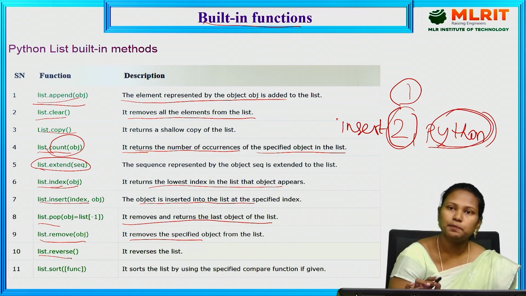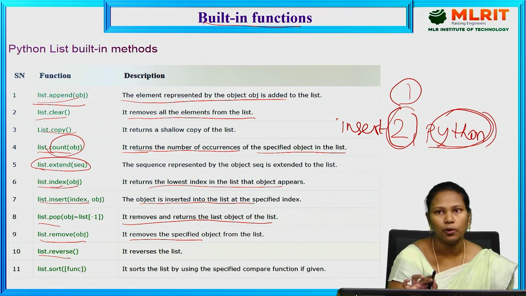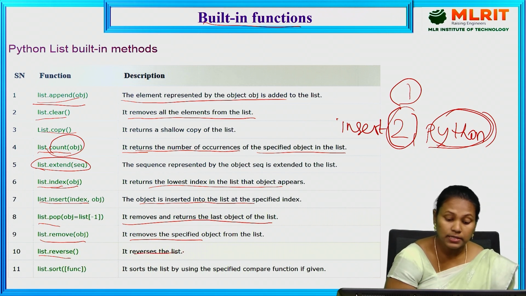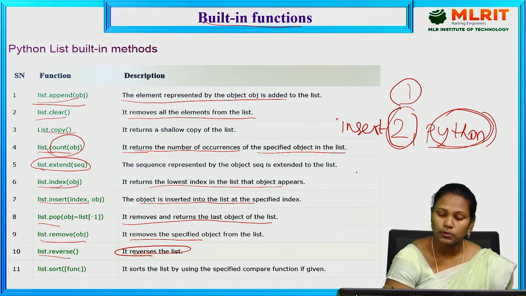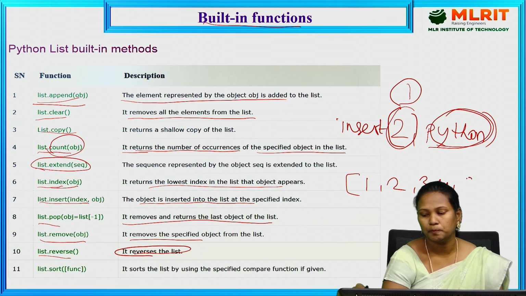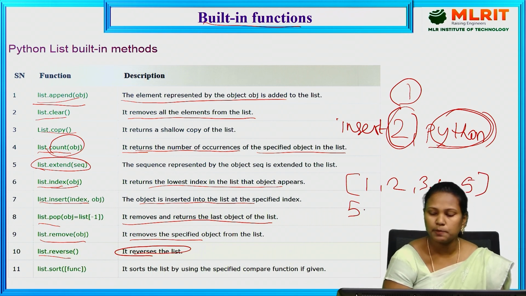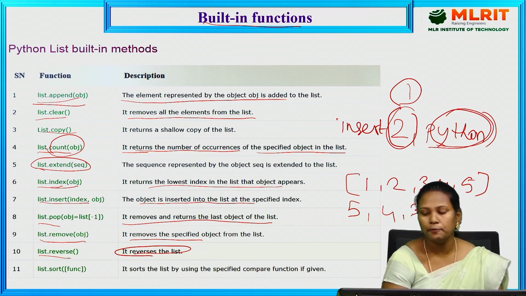List.reverse reverses the order of the values. It reverses the list. For example, if 1, 2, 3, 4, 5 are the values and you apply the reverse function, it reverses the list to 5, 4, 3, 2, 1.